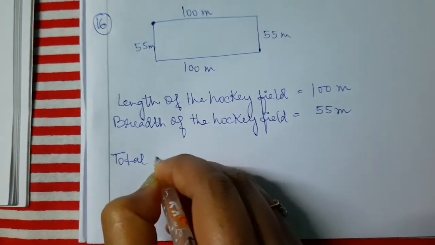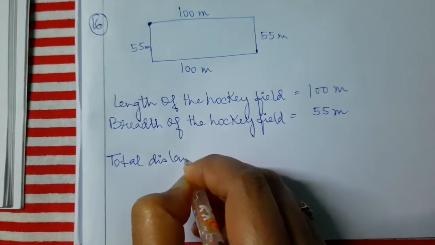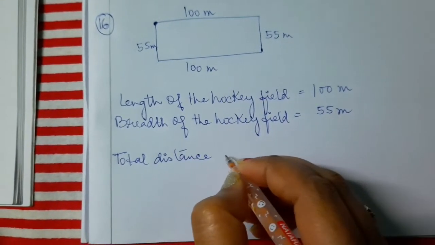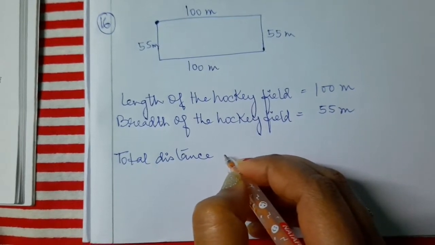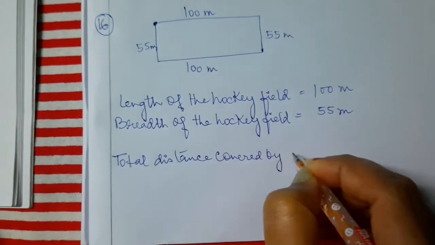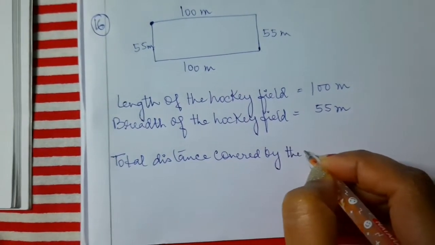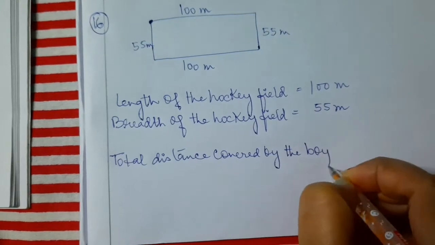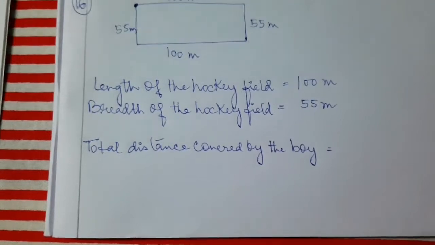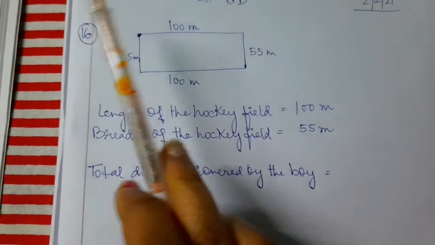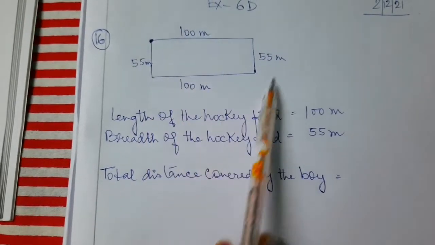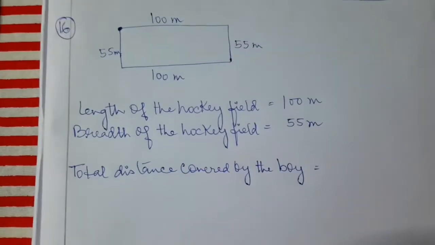Total distance covered by the boy is equal to what? Total distance covered by the boy is equal to what? If he starts from here, he is going to walk this whole distance. So we have to do addition as I just now told you.